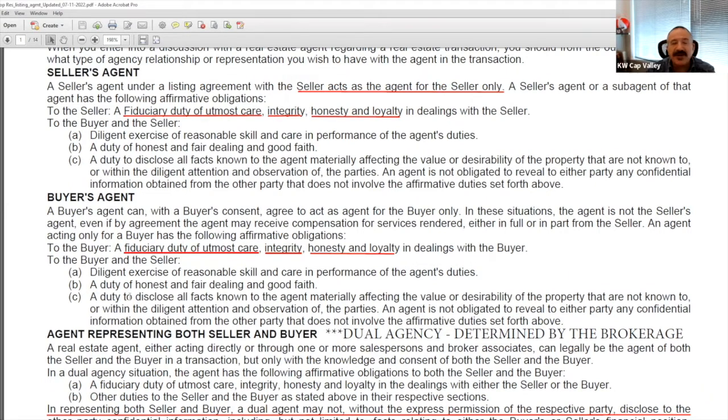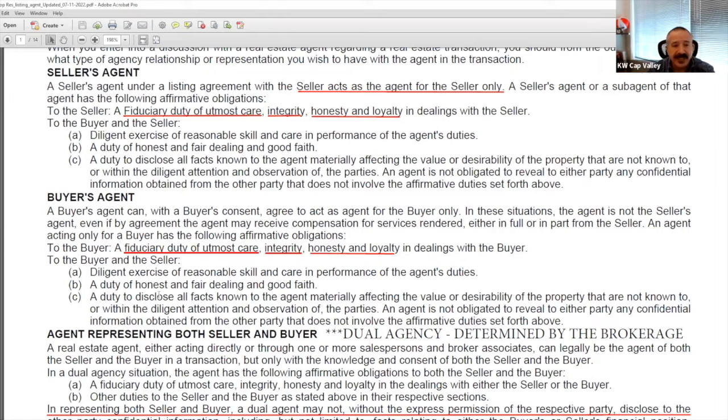So it doesn't matter whether you're representing the seller or the buyer. You actually owe the same duty of honest and fair dealings and good faith to both parties. It's kind of like that old rule, what's the golden rule? Do unto others as you have them do unto you. You need to treat every party equally and do the right thing. That's all it's saying.